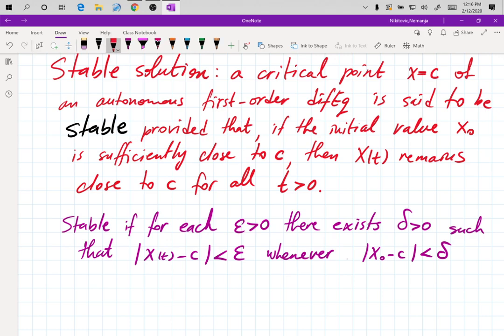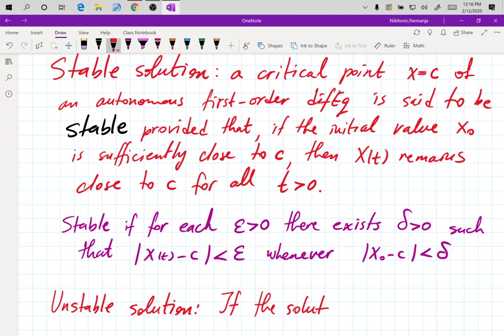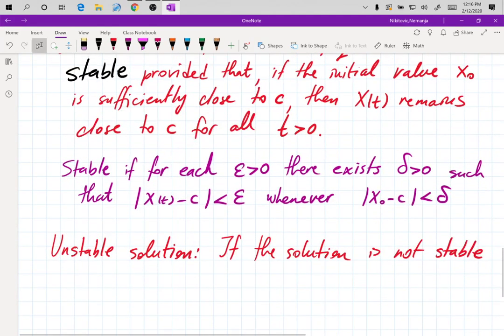And the second part, the unstable definition. And I always love these. If the solution is not stable, then it's unstable. If the solution is not stable, meaning it fails the conditions from up there, then it is said to be unstable.